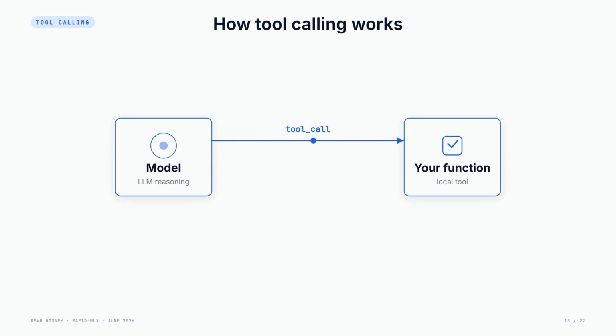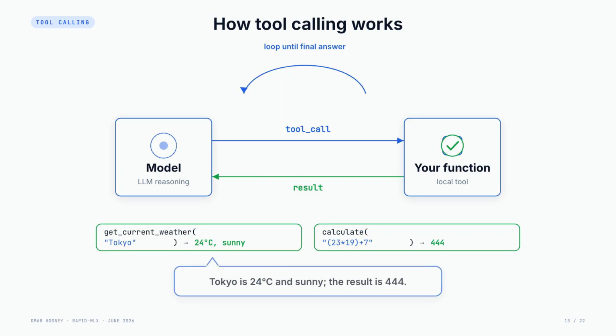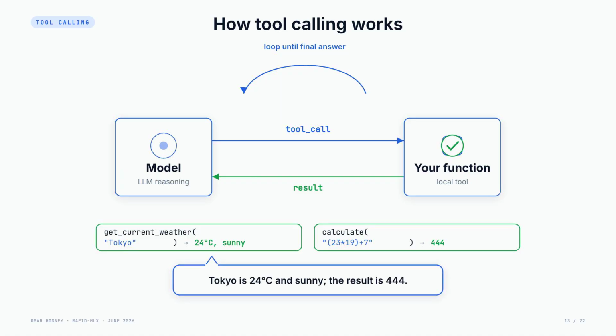Both models can call your code. When the model needs live data, it emits a tool call. Rapid-MLX runs your function, feeds the result back, and the model continues, looping until it has a final answer. Here it checks the weather and runs a calculation, then replies.